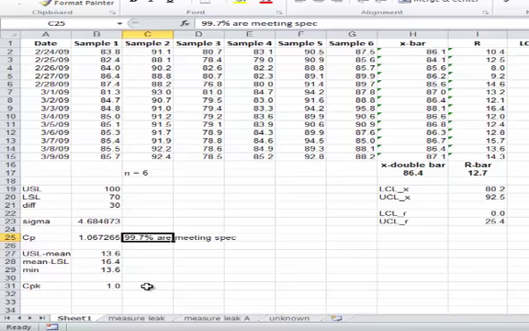If it was 2 sigma, then that would be 3.4 defects per million. So this is actually about 99.73%. So this is about 2,700 defects per million.